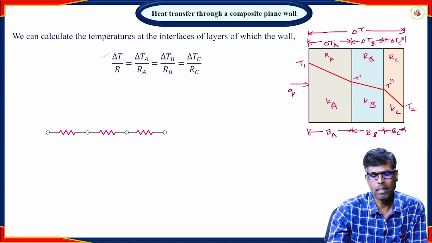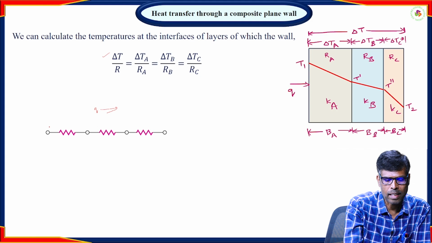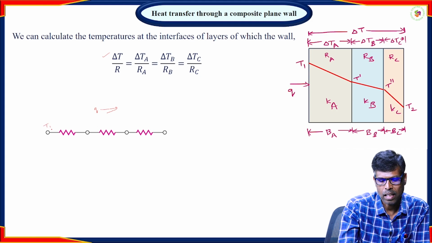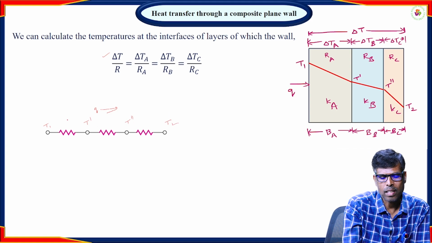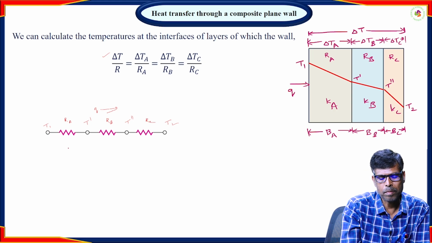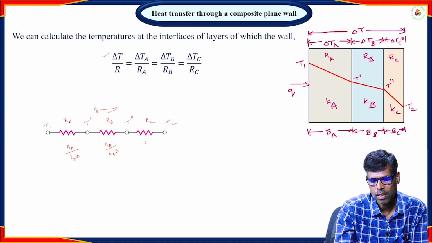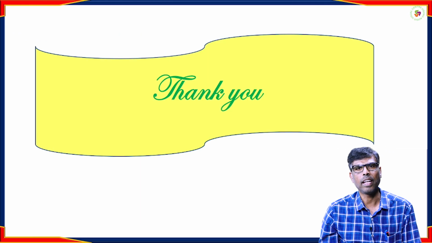We can express the heat transfer through layers of resistances. If there is heat transfer in this direction, with the temperatures at each surface T1, T dash, T double dash and T2, the resistances considered are RA, RB and RC. RA becomes BA by KA A, RB is equal to BB by KB A, and RC is equal to BC by KC A.